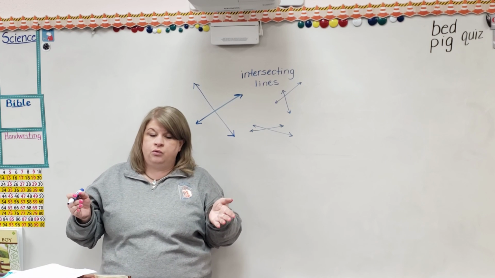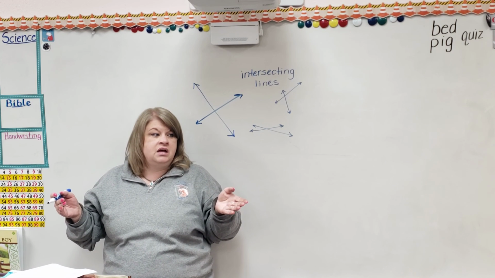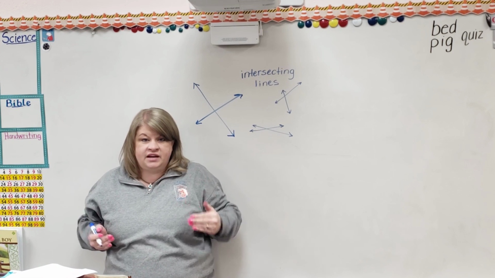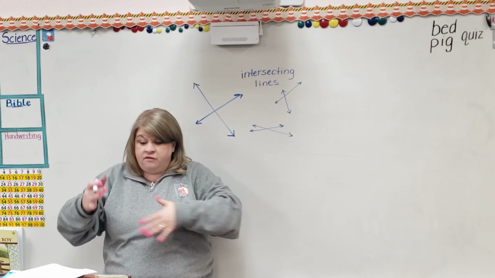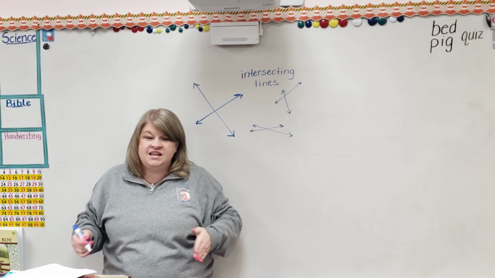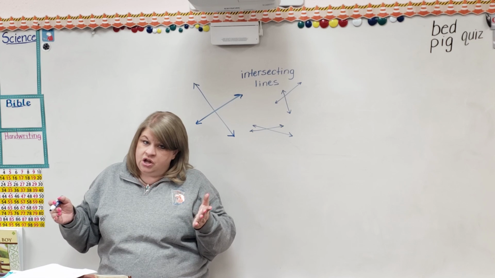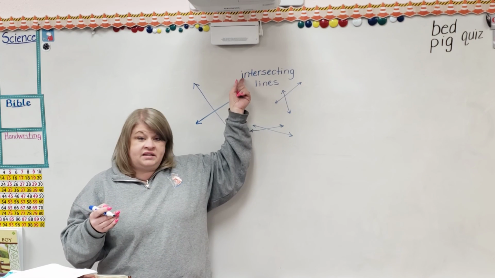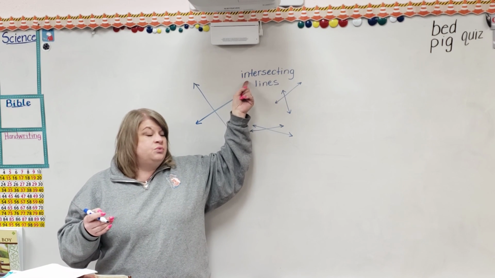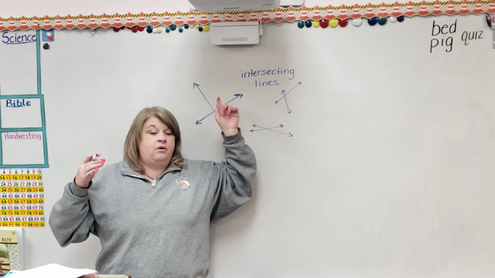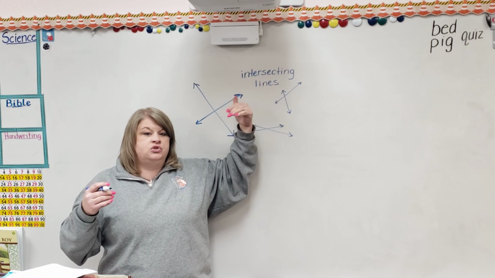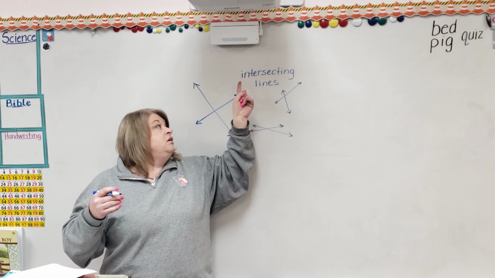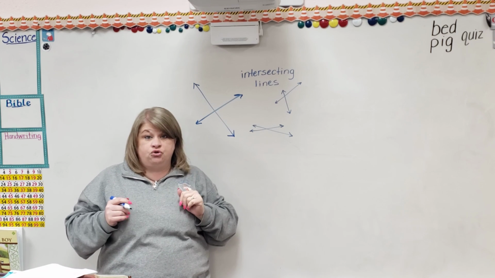Have you ever been riding in the car and you have come to an intersection of the map where 2 roads cross? That's an intersection. Those roads are intersecting roads. That's where we get that word from. Intersection is the root of intersecting. So intersecting lines are lines that cross.